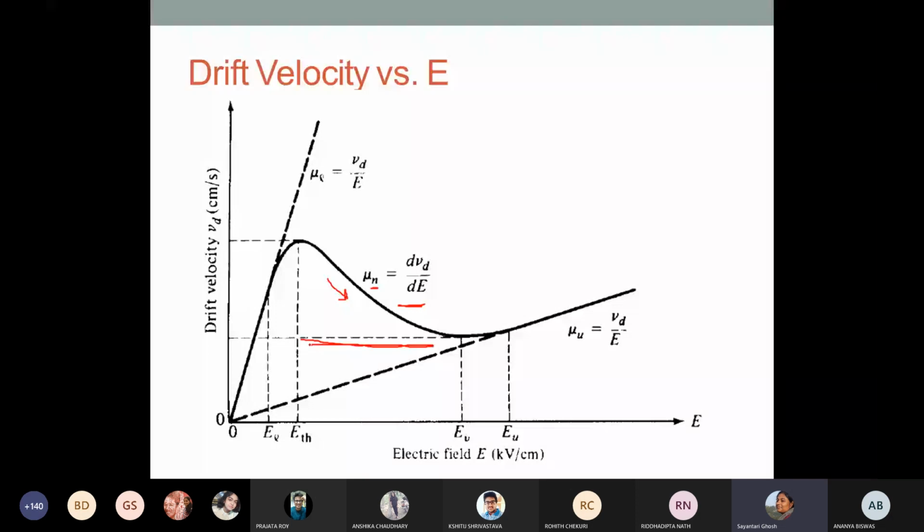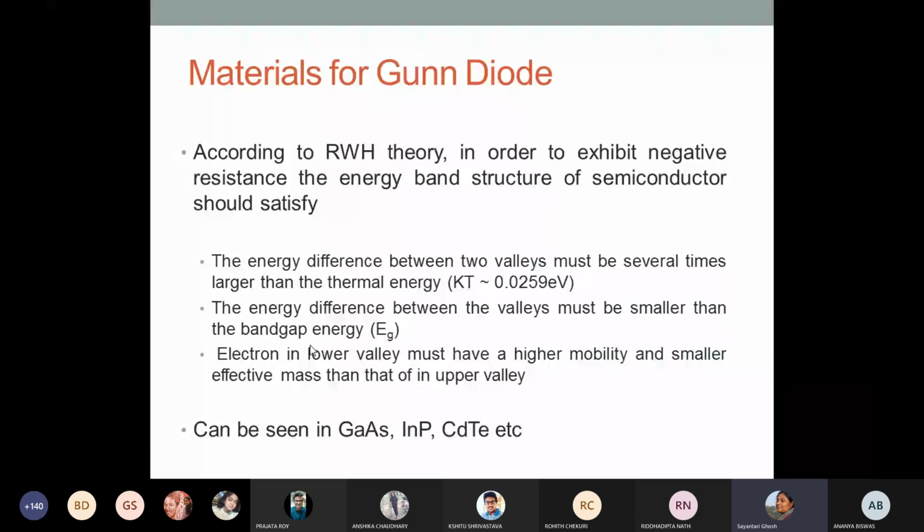So the materials for Gunn diodes are really important, and they are basically the key because the band structure is basically guiding the entire thing here. So what are the points that we have to remember to choose a material to make these devices? To make these devices, I have to take care of three things. First thing, the energy difference between the two valleys must be several times larger than the thermal energy, so that the thermal energy is enough to make them switch from one valley to the other.